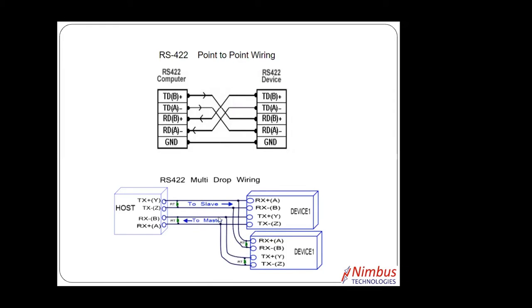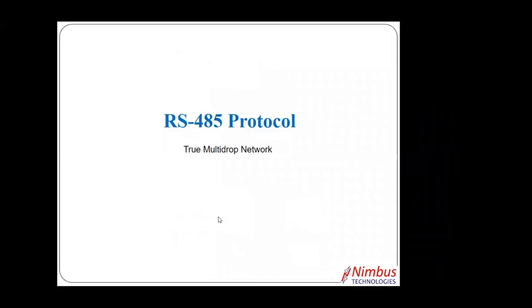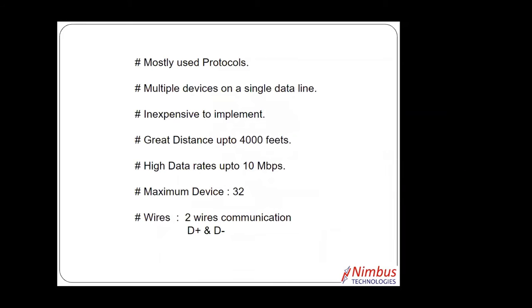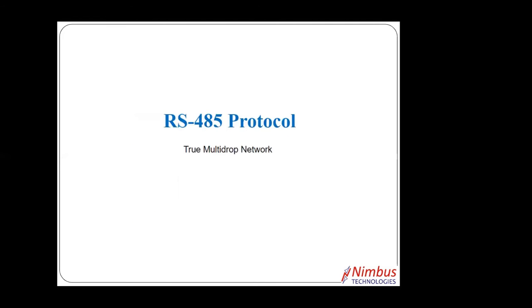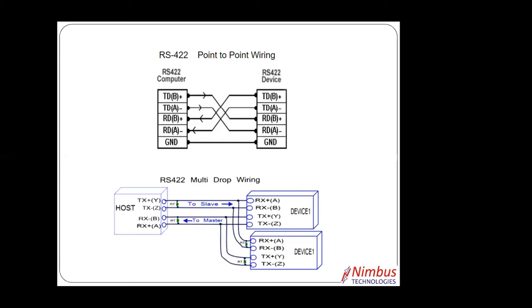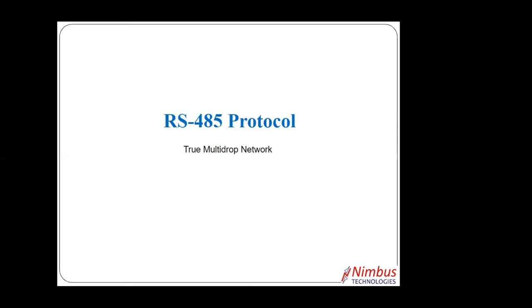It is also called a 4-wire protocol. It is used in a multi-drop network. Multi-drop is nothing but a parallel connection. So multiple devices on a single data line, you can connect up to 10 devices. It shows 32, but it is 10 devices you can connect at a time. You can extend that wire up to 4,000 feet. This one is RS422. It is also not used in industry nowadays, so it is outdated.